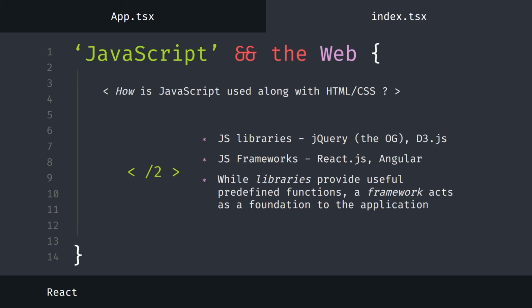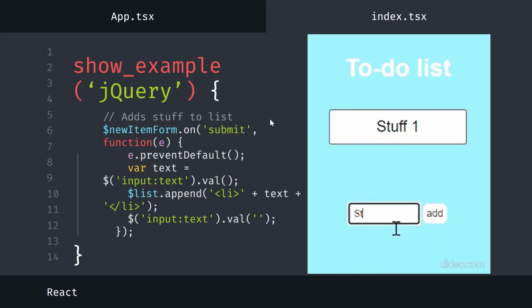Frameworks or libraries provide useful functions. A framework acts as a foundation of the application. That is to say, everything is done on the framework, so the framework itself is the basis of rendering and everything. An example of a library is jQuery.